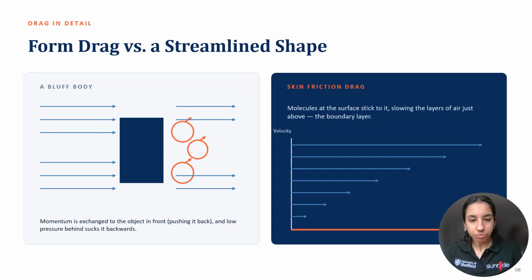So here let's talk about form drag versus streamlined shape. Now here on the left you've got a bluff body, so it's just a complete rectangle. It's not streamlined, as you see, and then the momentum is exchanged to the body in front, pushing it backwards.